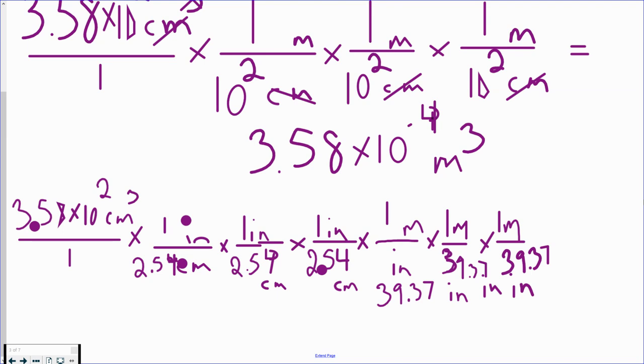And the answer that I get, just double checking, is 3.58 times 10 to the negative 4th meters cubed. Is that the same answer? It sure is. However, look at all the additional steps I had to take.